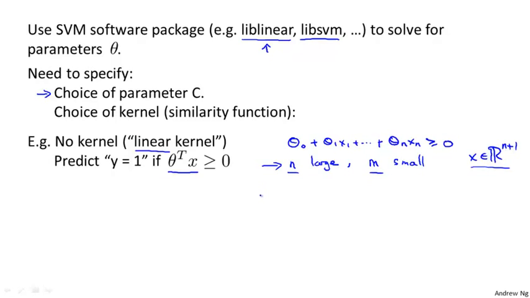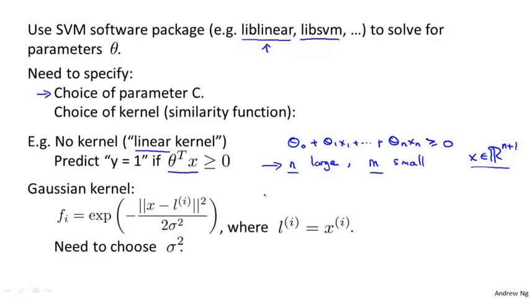A second choice for the kernel that you might make is this Gaussian kernel, and this is what we had previously. And if you do this, then the other choice you need to make is to choose this parameter sigma squared. We also talked a little bit about the bias variance trade-offs: if sigma squared is large, then you tend to have a higher bias, lower variance classifier. But if sigma squared is small, then you have a higher variance, lower bias classifier.